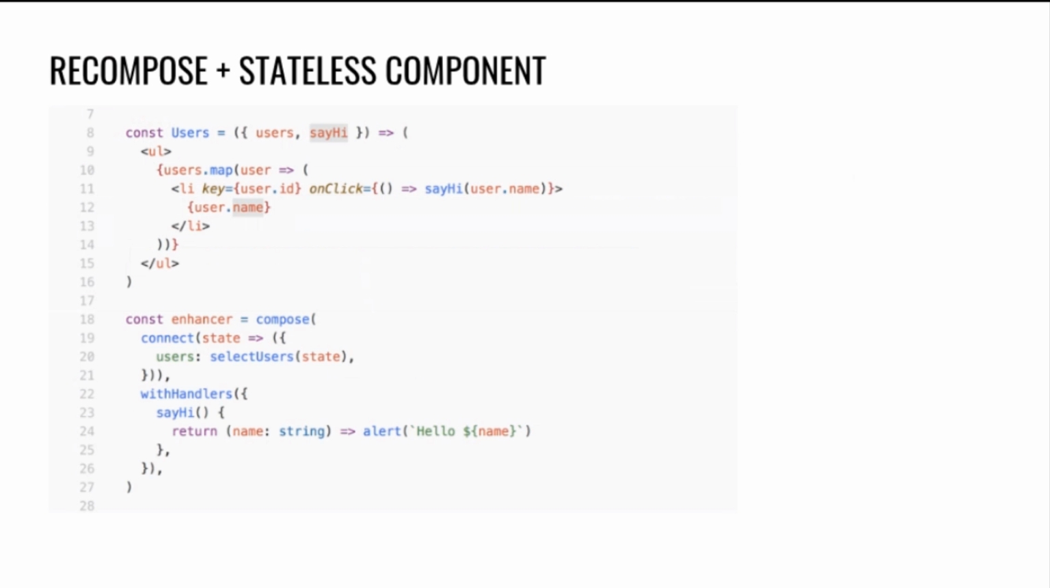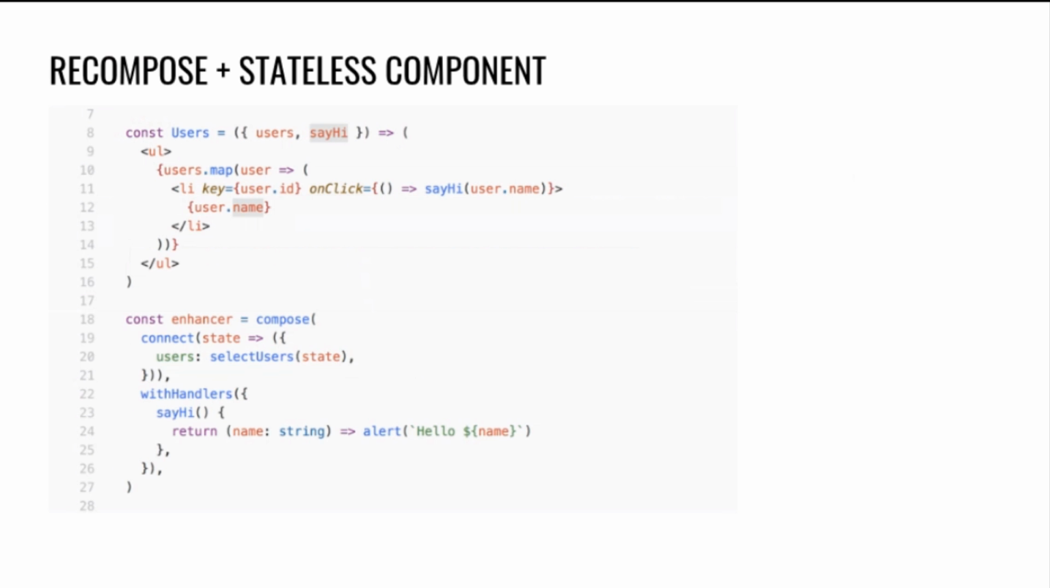So for example, we have here connect, and we're taking the selector that I showed you before. This selector is taking the state and looking for the state.users property and returning it. And now we have another higher order component. The only thing it's doing is adding a method inside a prop called say hi, and this is just going to alert a message.